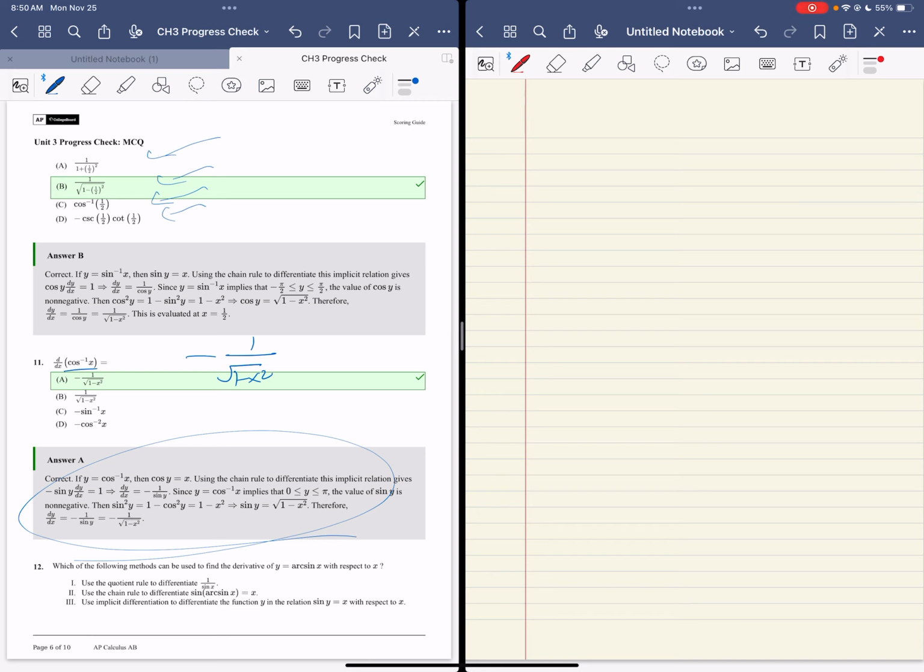So, question number 12. Which of the following methods can be used to find the derivative of y equals arc sine? The derivative of arc sine is 1 over the square root of 1 minus x squared. So, use the quotient rule to differentiate? No, it's not. This is not this, okay? They're not. This one is an inverse, not the -1 power. Use the chain rule to differentiate.